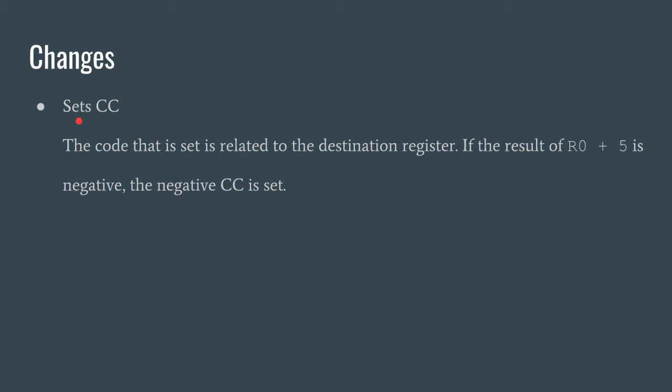The change that it makes is it sets the CC. The code that is set is relative to the destination register. So if the result of R0 plus 5 is negative, the negative CC is set. If it's positive, the positive is set. And if it's 0, the 0 is set.